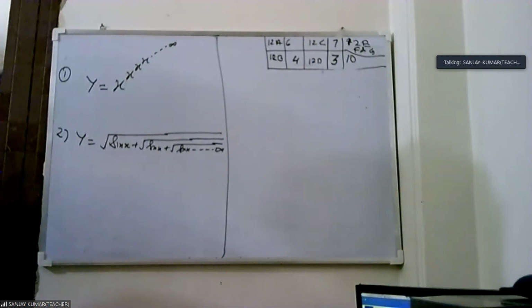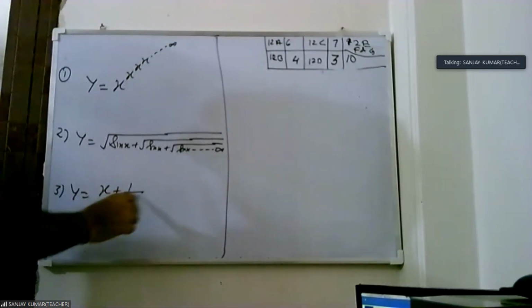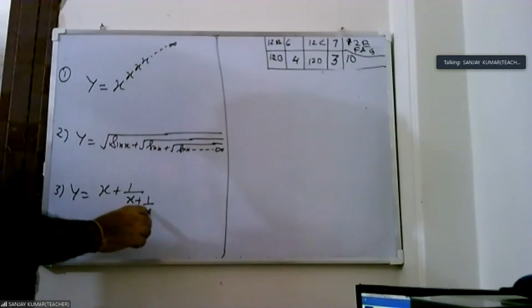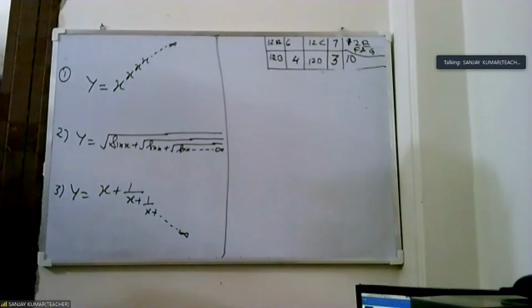Okay, this is the third question. How do we do these questions? They look very strange, but they are easy questions. 1 by x and so on till infinity. These are easy questions. They only look strange to you because they go till infinity.